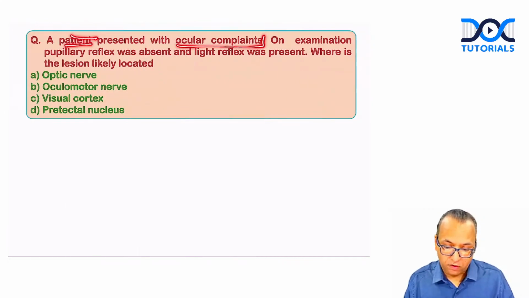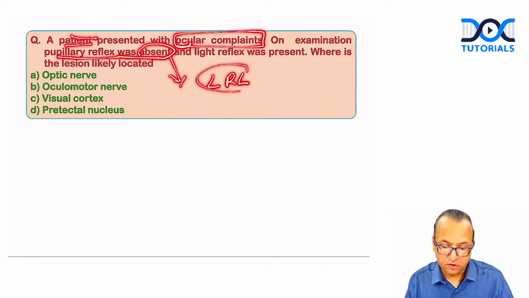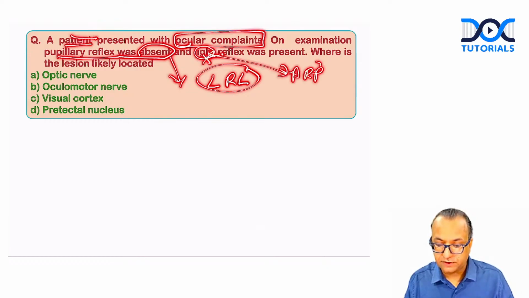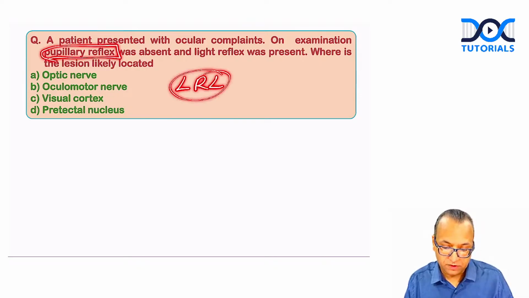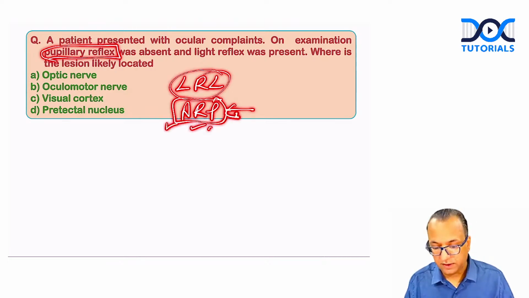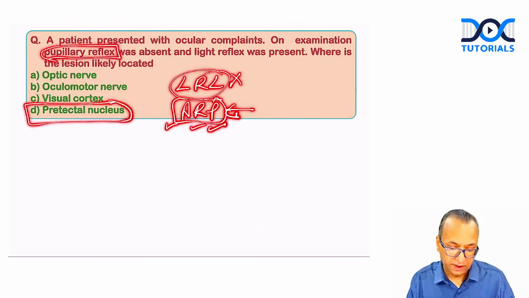Patient presenting with ocular complaints, pupillary reflex is absent, light reflex is lost. There's a mistake in writing. Accommodation reflex is present. This is Argyll-Robertson pupil. So if you're telling that light reflex is lost and accommodation reflex is present, it is Argyll-Robertson pupil. The answer is pretectal nucleus.